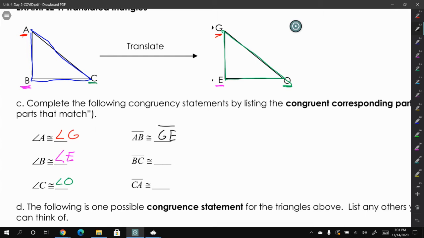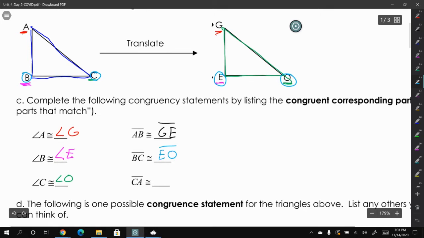Order matters. Now BC goes from my pink angle to C, the green one. So I've got to do the same thing over here, pink to green. So it must be segment EO. And then CA goes from green to red, my red underlined angle, so I have to do the same thing in my second picture. It has to be OG. So that is the tricky part about identifying congruent parts, is that the order does matter.